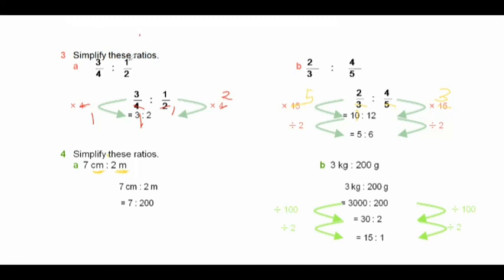Once again, let us recap, children. When we have to simplify ratios which are in fractions, what did we do here? We found the LCM of 2 and 4. So the LCM was 4, we multiplied by 4. We multiplied by 3 by 4 and 1 by 2, and we got 3 is to 2.